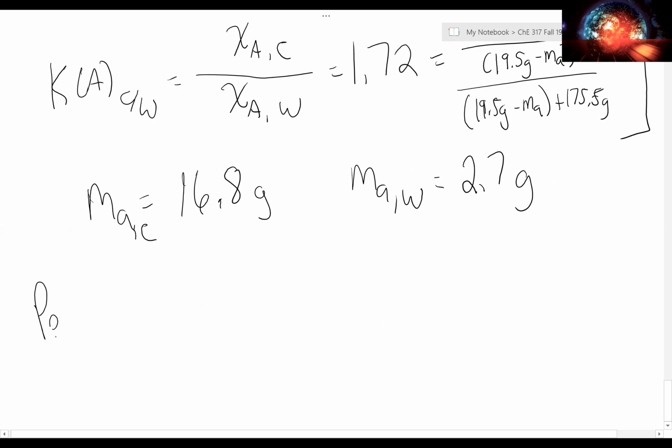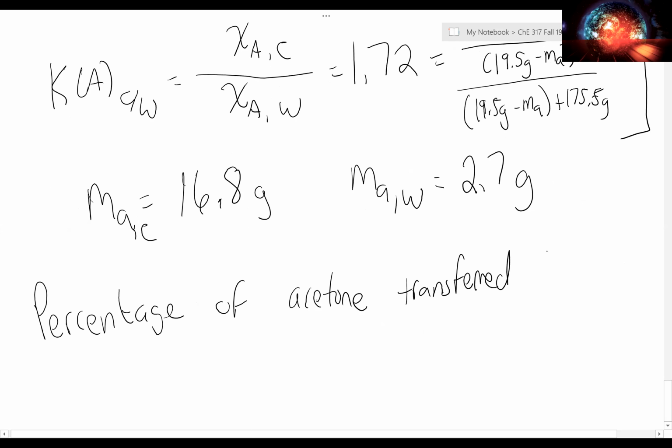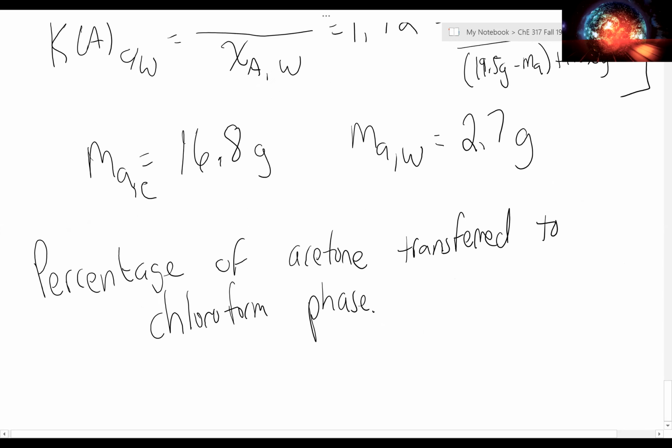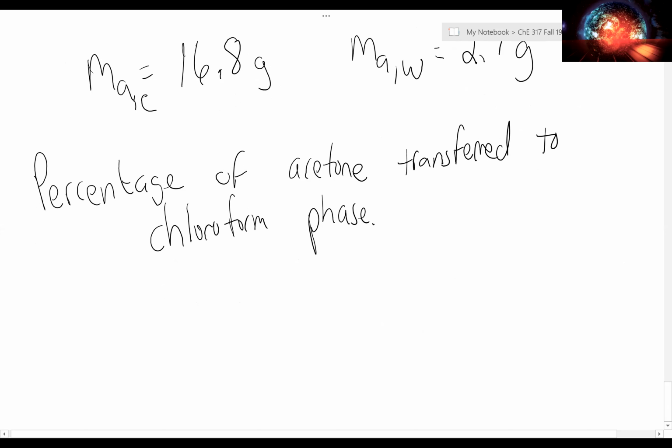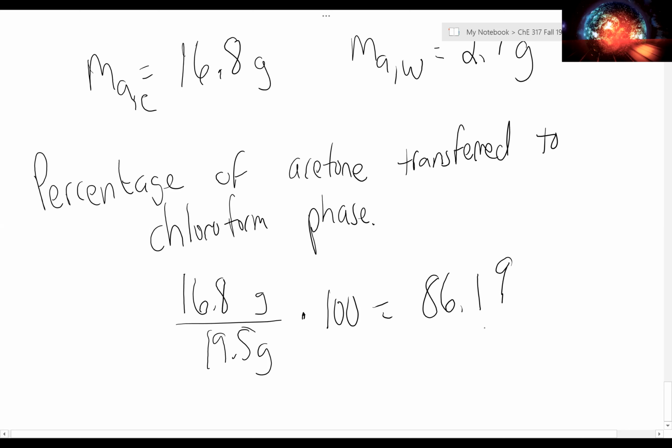So if I'm looking for the percentage of acetone transferred to the chloroform phase, then I'm simply looking at 16.8 grams over the 19.5 grams times 100, which is approximately 86.1%.